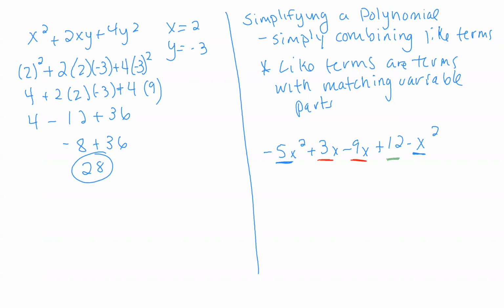Okay. So each thing that matches, we would combine using adding or subtracting, and then we would write it out in standard form. So we'll start with the x squared. You always start highest degree to lowest degree. So negative 5x squared minus 1x squared is like negative 5 minus 1, or negative 6x squared. 3x minus 9x is like 3 minus 9, or negative 6x. And there's nothing to combine with that 12, so I would just drop it down.